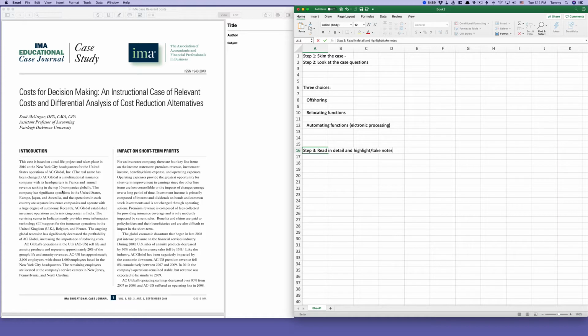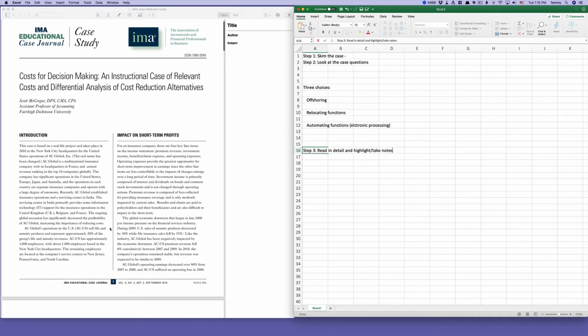AC Global is a multinational insurance company with its headquarters in France and annual revenue ranking in the top 10 companies globally. The company has significant operations in the US, Europe, Japan, and Australia, and the operations in each country are separate insurance companies that operate with a large degree of autonomy. Recently, AC Global established insurance operations and a servicing center in India. The servicing center in India primarily provides some information technology support for the insurance operations in the UK, Belgium, and France. The ongoing global recession has significantly decreased the profitability of AC Global, increasing the importance of reducing costs.